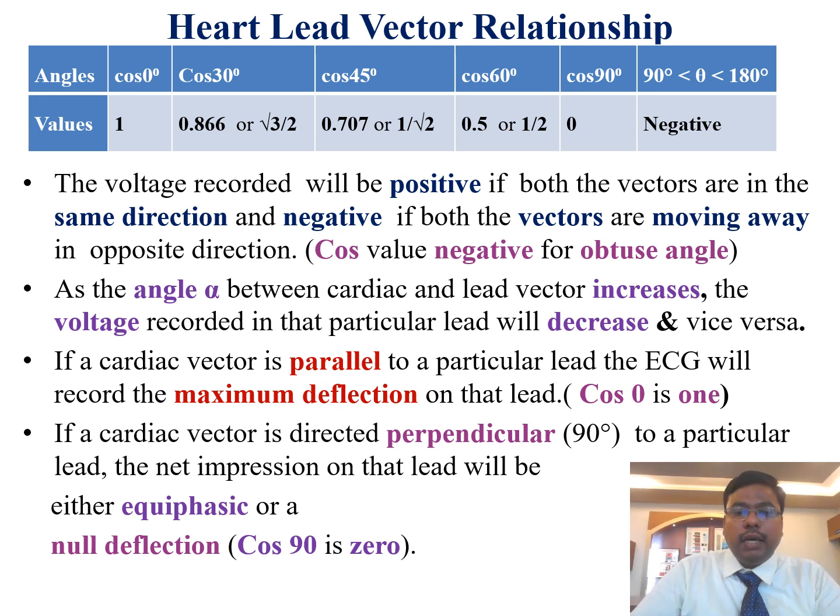If the cardiac vector is parallel to a particular lead, the ECG will record maximum deflection on that lead, because cos 0 is 1. Similarly, if the cardiac vector is perpendicular, 90 degrees, then the net deflection on the lead will be either equiphasic or null, because cos 90 is 0.